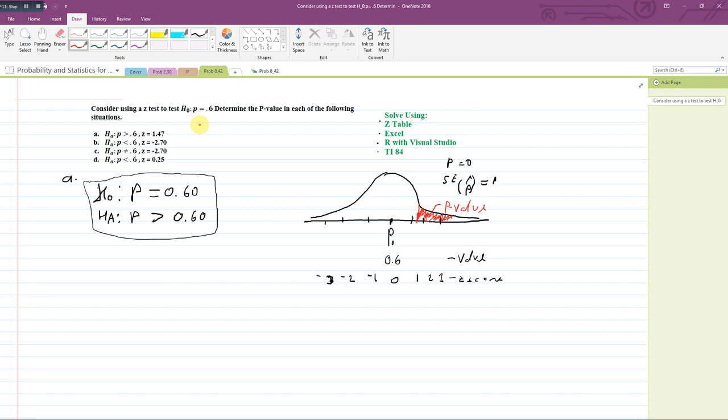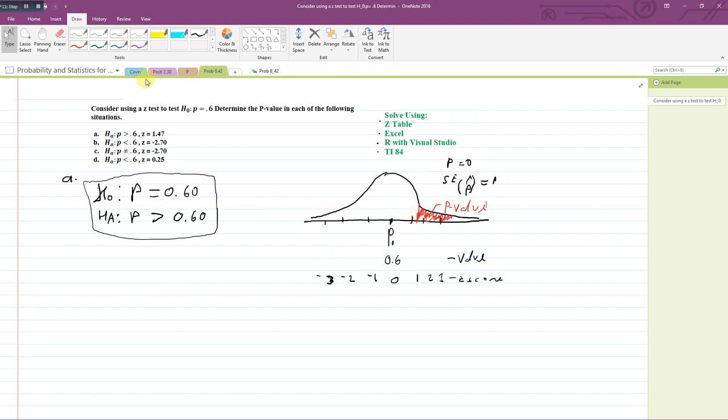Okay, what's the probability for this to occur when your given new research says, oh, it's not 0.60, my mean is 0.80? What's the probability for the 0.80 to happen? In this case, it gave us a z-score of 1.47. So they say, what's the probability for a z-score of 1.47 to happen given this information?